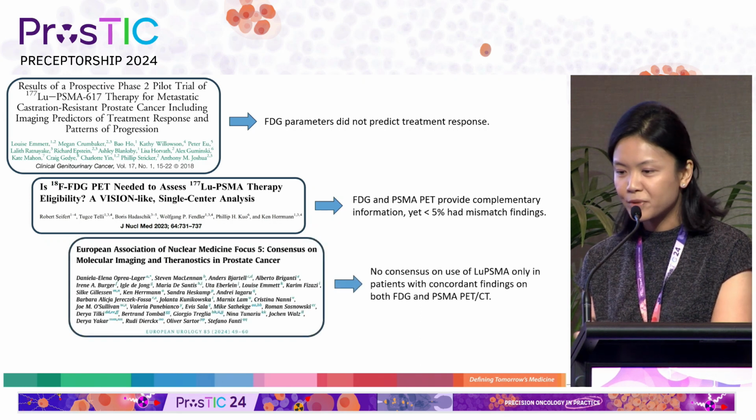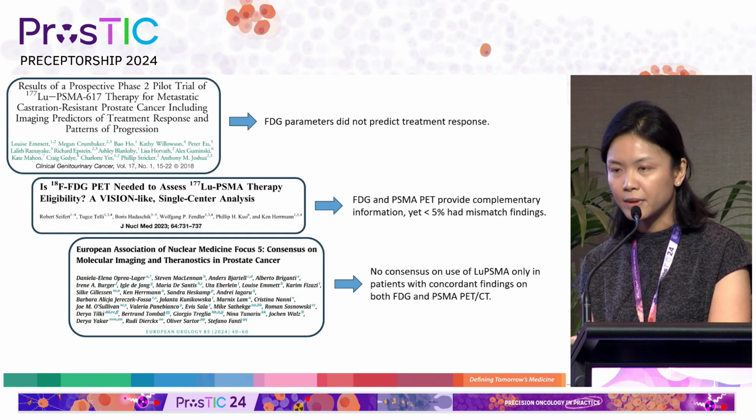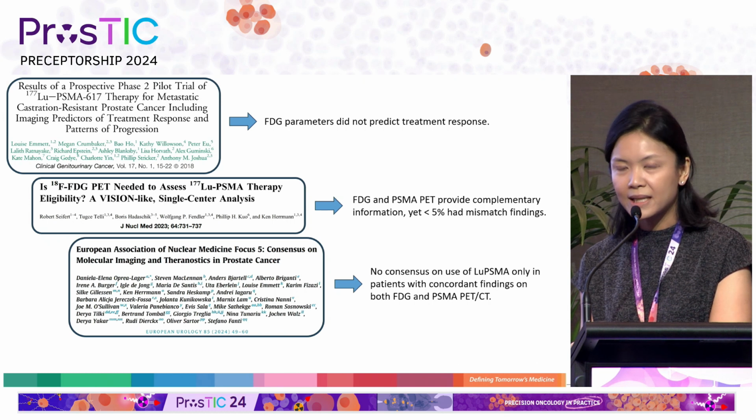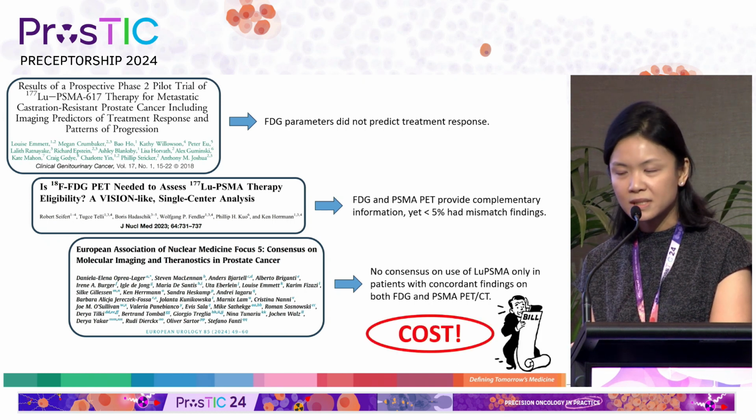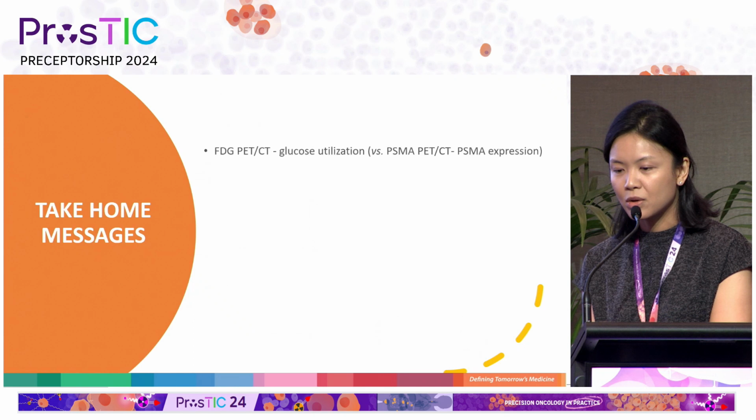And as Heather previously shared, currently there's no consensus yet on the use of radioligand therapy only in patients with concordant findings on both FDG and PSMA PET. I think at the end of the day, cost is a major consideration for having both scans in many countries, I mean Singapore included, in addition to the high cost of PSMA PET as well as radioligand therapy already borne by the patients. So these are my take-home messages.